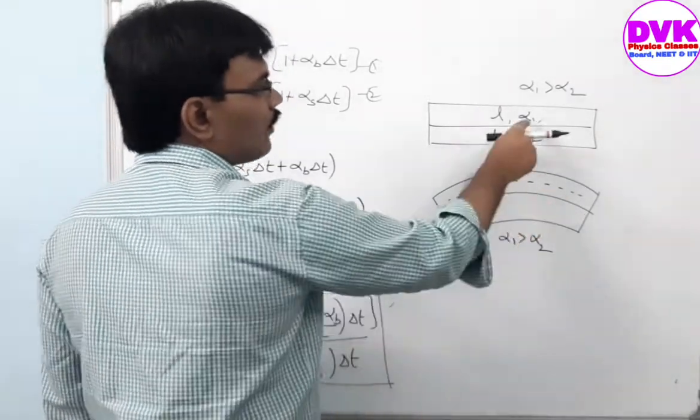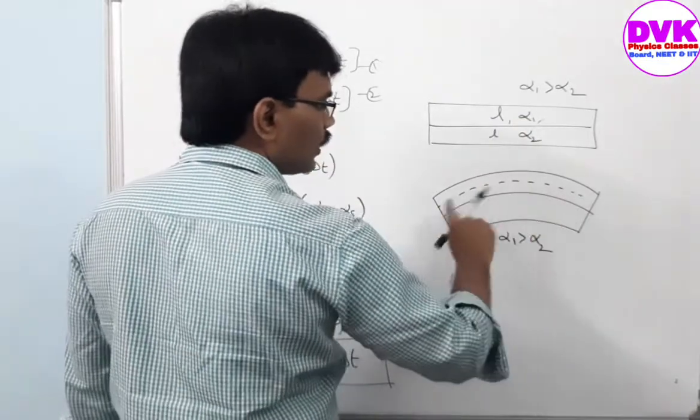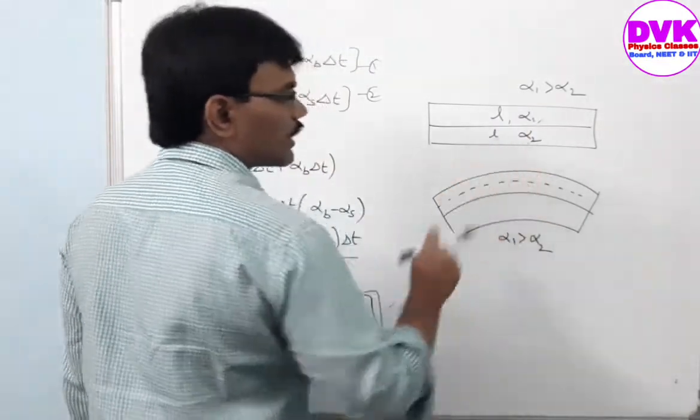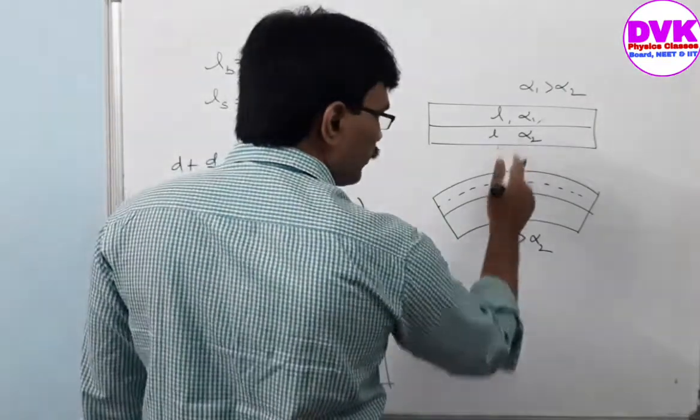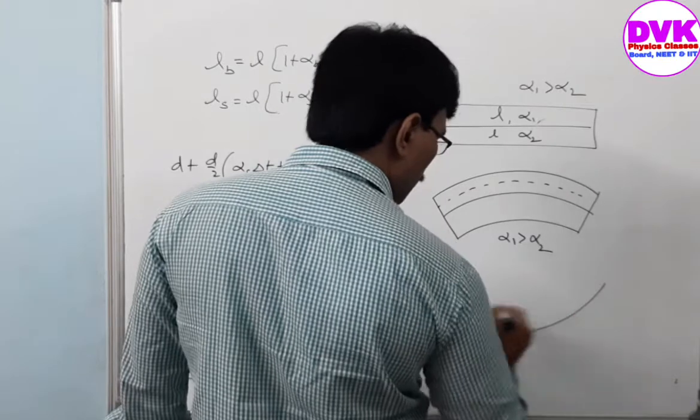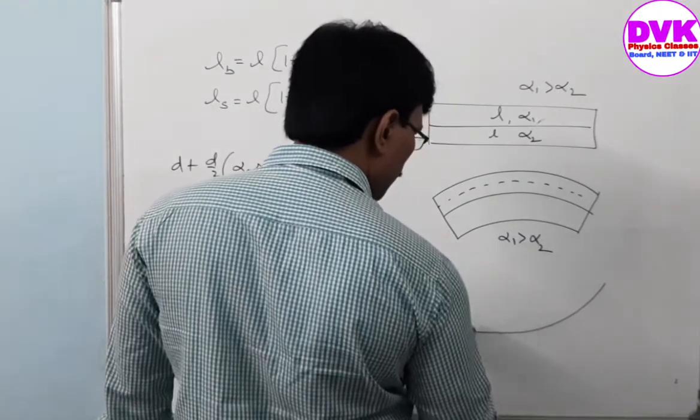Obviously the one which has higher alpha will expand more, and that is possible only when the metal having higher alpha is on the convex side. Okay, and suppose alpha 2 is greater than alpha 1, then what happens? Then alpha 1 must be on the higher length side.